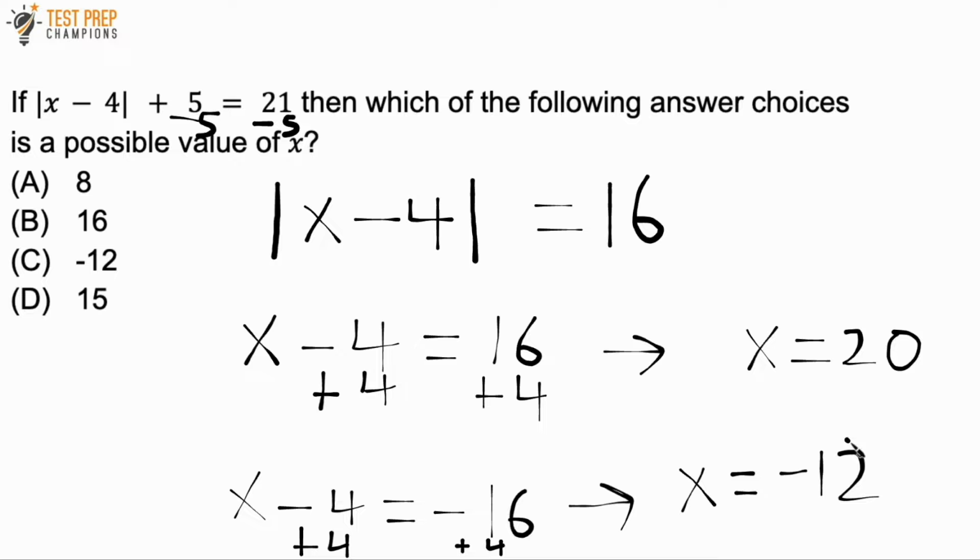So there's two possible solutions here, right? So x equals 20 or x equals negative 12. Now, we don't see 20 here as one of the answer choices, but we do see negative 12. So we know that C, negative 12, is the correct answer.